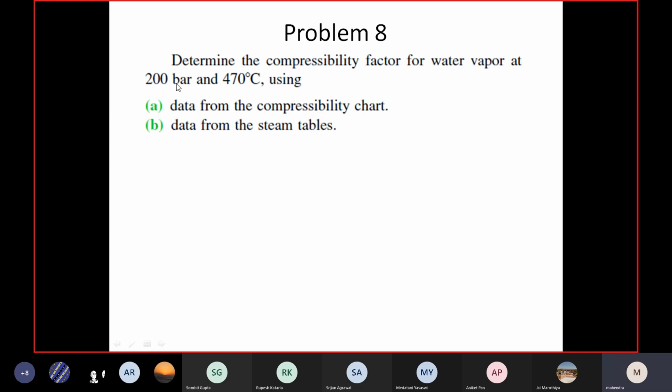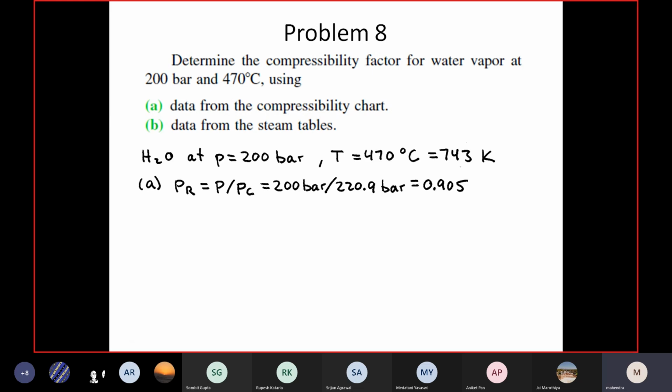The operating pressure is 200 bar, and the temperature is 470. What are we doing over here? This pressure divided by the critical pressure. This is for water. Yes, 200 by 220, 470 divided by 374. Then you will be getting the reduced pressure. See, this is the reduced pressure here, and this is the reduced temperature. This is the given temperature, and this is your critical temperature. Then the ratio we are getting over here.